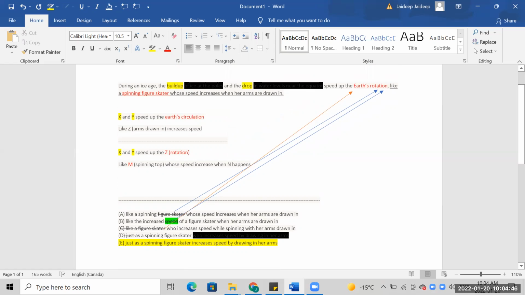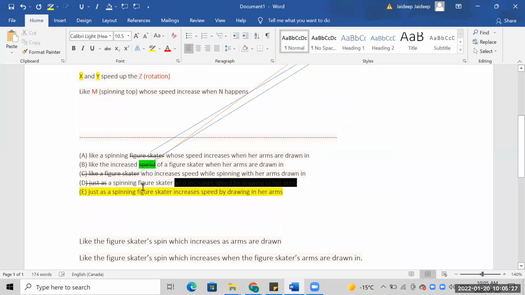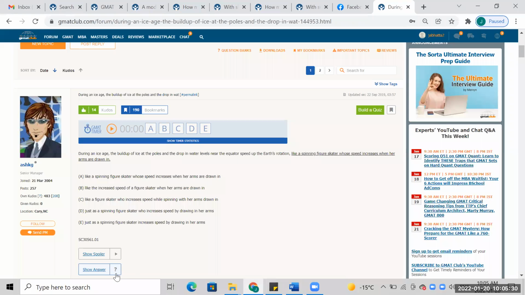Speed up the Earth's rotation, just like the figure skater's spin, which increases when the figure skater's arms are drawn in. Just as this. I think it's E. I would select E. Maybe I'm wrong, but yeah, I got it.